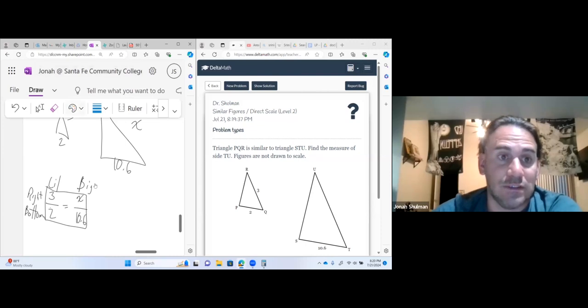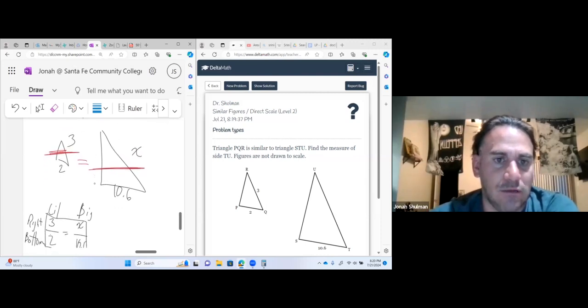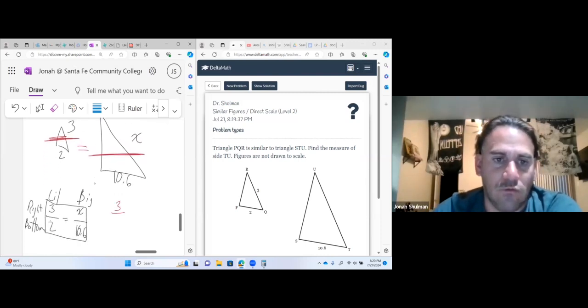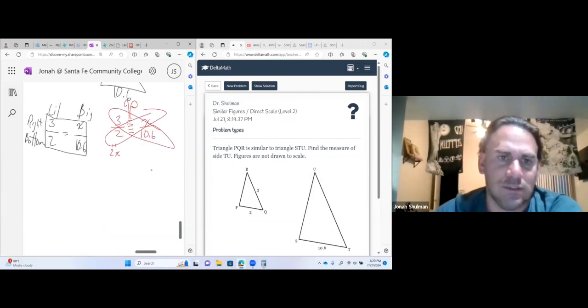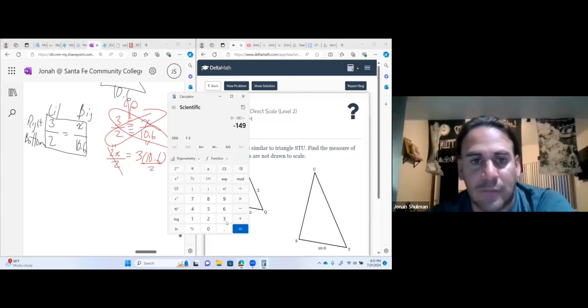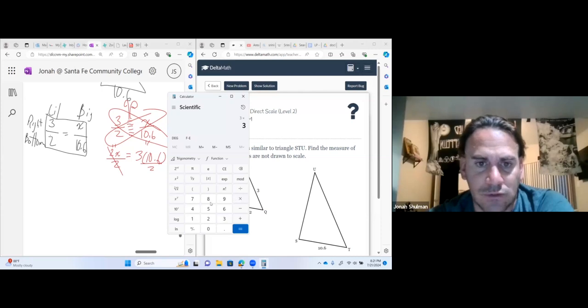A lot of times, as long as they're facing the same way, I'll just show my students to do that. We have the same thing. Those are 2 ways we can do it. 3 over 2 equals X over 10.6. Butterfly rhymes with cross multiply. So we're left with 2X equals 3 times 10.6. To get X alone, we just divide by 2. I know there's a much faster way. I see the scale factor, but that's okay. 15.9 is the answer.